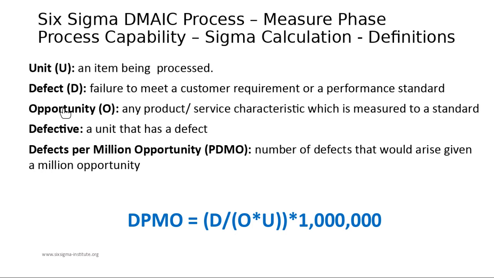At each opportunity, you may have a defect, and that defect is specified numerically and clearly by the customer. So you have to identify those first in order to calculate the DPMO, which is the defects that happened in the process divided by the opportunities times the units, all times 1 million to get the DPMO.